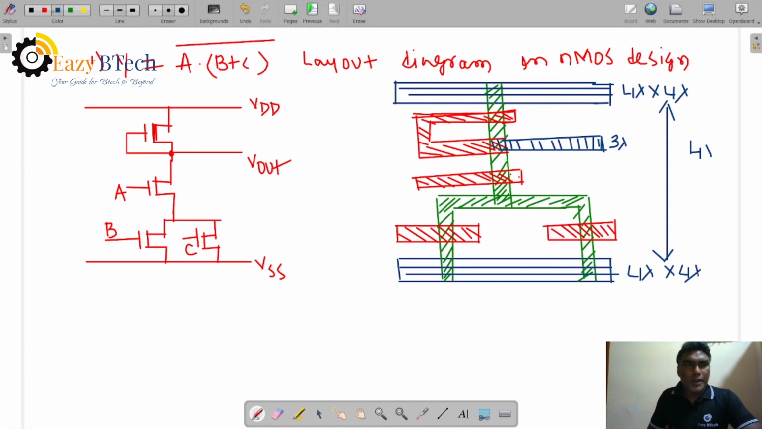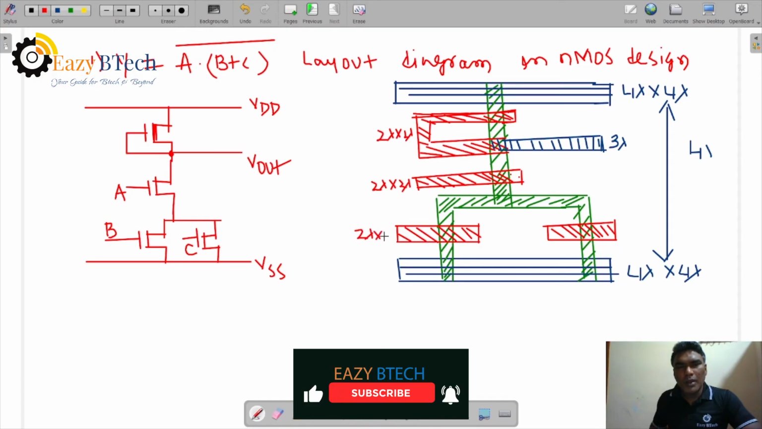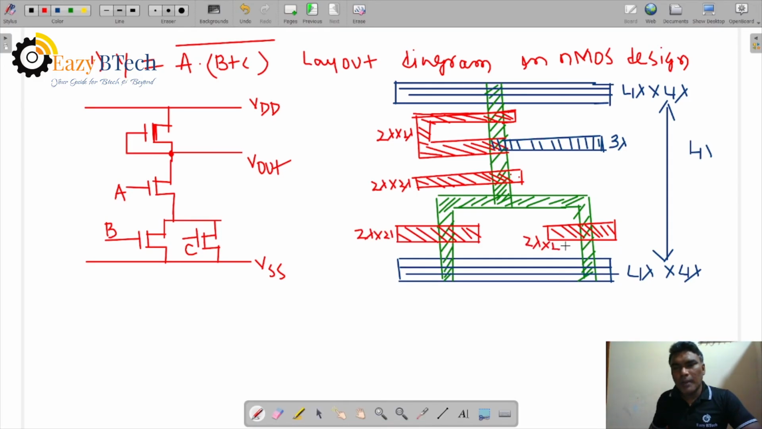Right? Now, let us represent this polysilicon. Polysilicon is 2 lambda into 2 lambda. Length and width 2 lambda. Here also 2 lambda into 2 lambda. So minimum separation from here to here is 2 lambda.